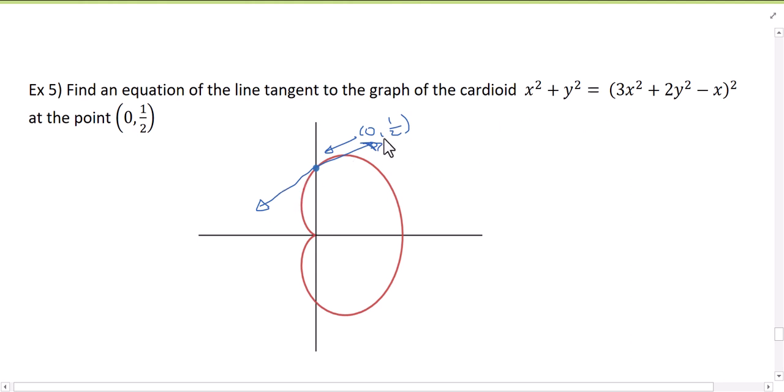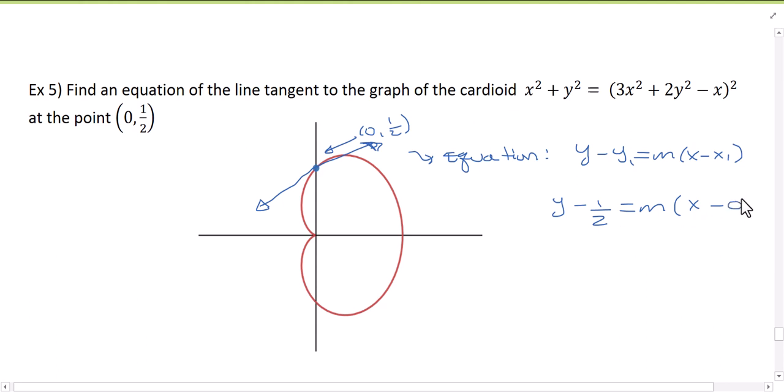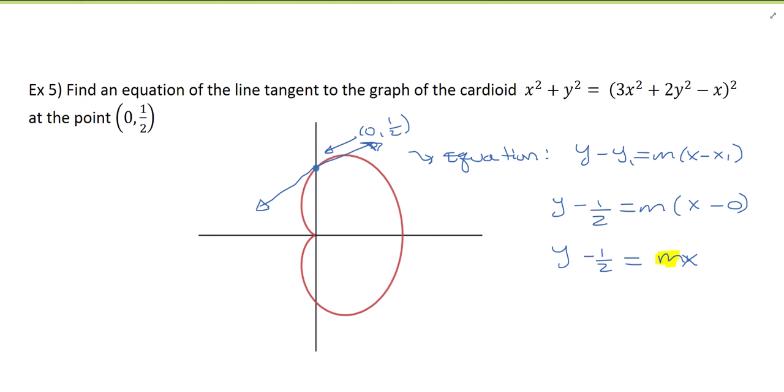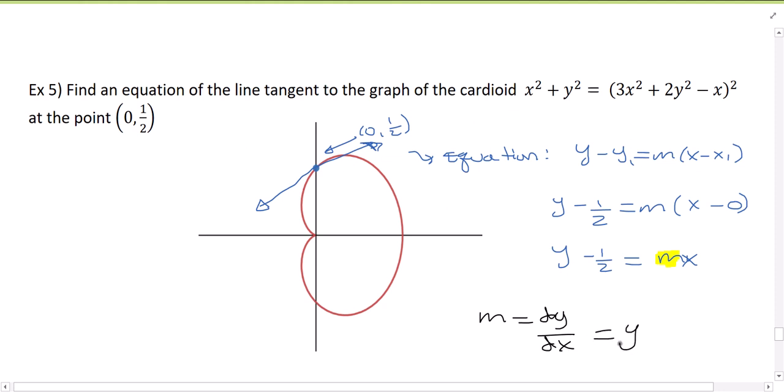And so I know that to find the equation of the line, I need my point-slope form: y minus y1 equals m times (x minus x1). With our point, that's y minus 1/2 equals m times (x minus 0). So it's just y minus 1/2 equals really mx. So we need to find the slope, and the slope is given by dy/dx, or y prime, or other notation.